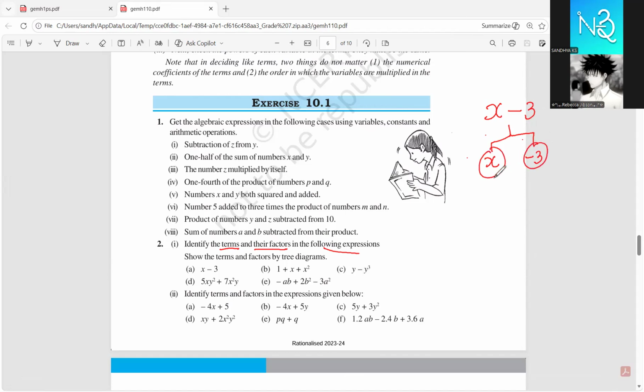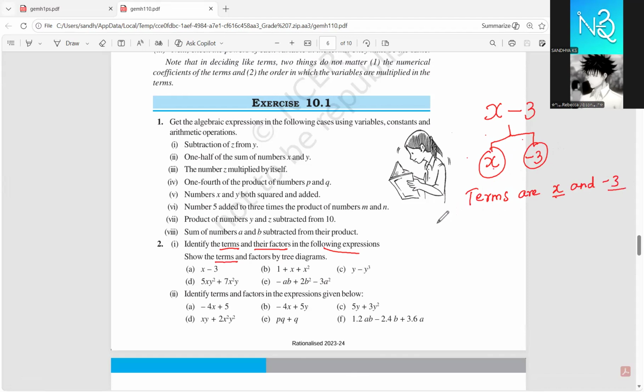Understood? And what are the factors of x? x only. What are the factors of minus 3? Minus 3 only. So that is 1 into x, 1 into minus 3. But 1 means no need to write separately. So the factors are x and minus 3. So the question is, show the terms. What are the terms we have? The terms are x and minus 3. And the factor for the term x is x only. Here also, minus 3 only.